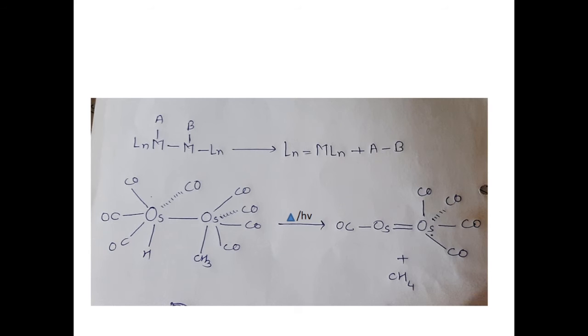For binuclear reductive elimination, the oxidation state of each metal is decreased by 1 unit, while the d electron count of each metal is increased by 1 unit. This is an example of reductive elimination, and this is the osmium complex.